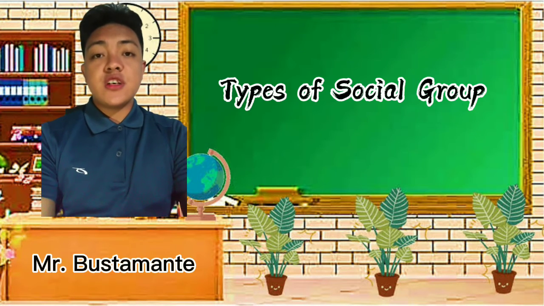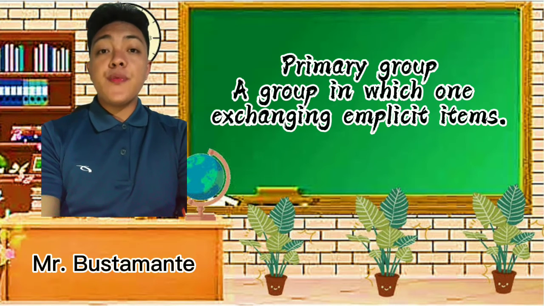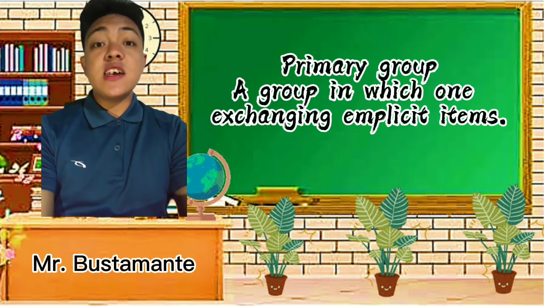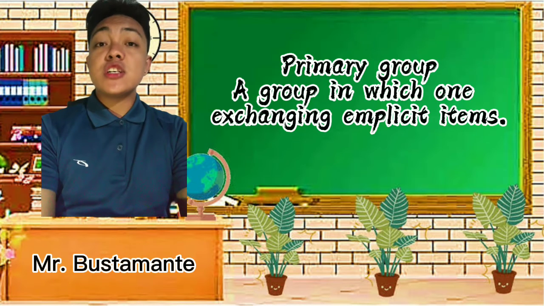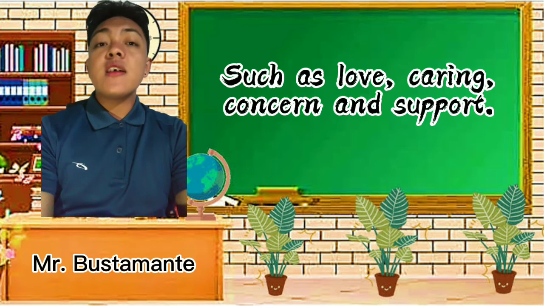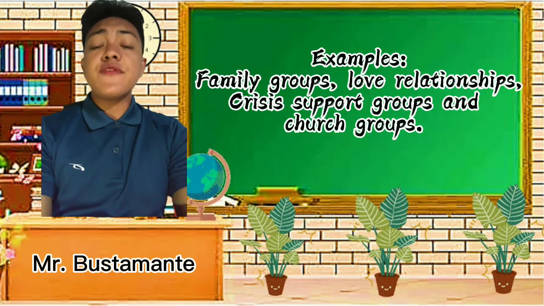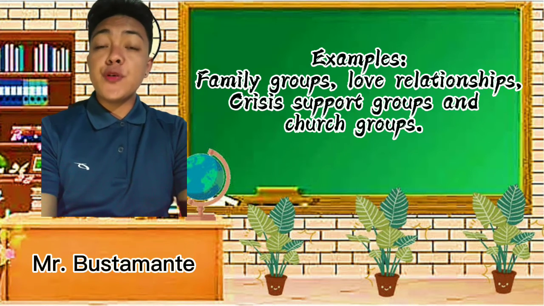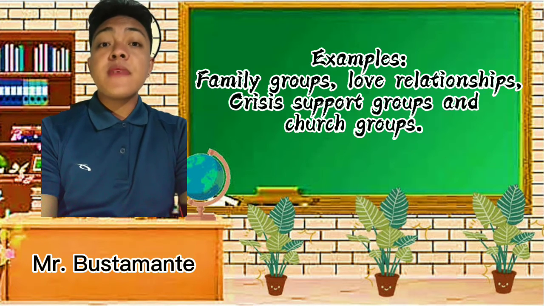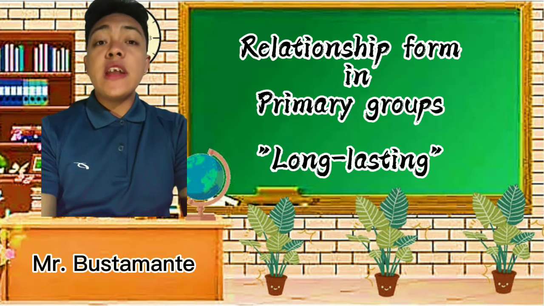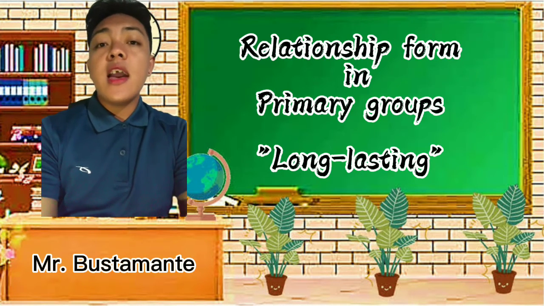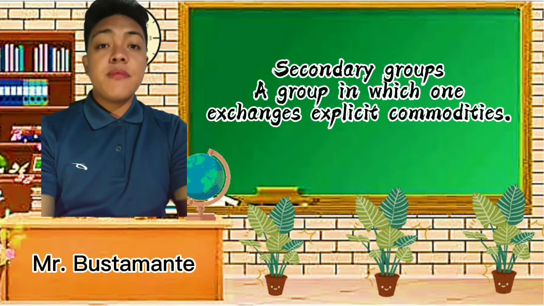Two types of social group. Number 1, primary group. A group in which one exchanges implicit items such as love, caring, concern, support, and so on. Examples of these would be family groups, love relationships, crisis support groups, and church groups. Relationships formed in primary groups are often long-lasting and goals in themselves.